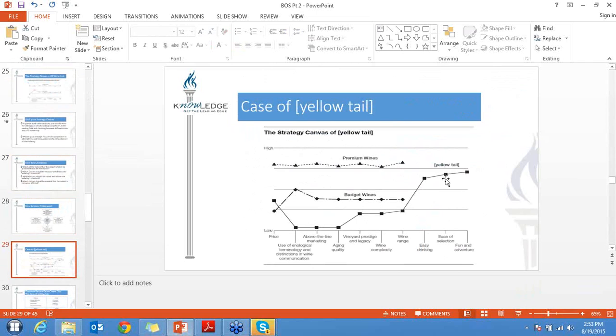If you see over here, the Yellow Tail wine is positioned between the premium and the budget. So the price is much lower than the premium wines, but it is a little above the budget wines. But the value that they are giving is much more than what budget wines were offering. So it's not necessarily that you are at the bottom while you're pricing your product, but you're much lower than the niche products already existing in the market.